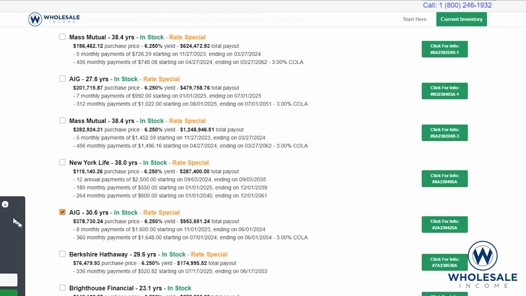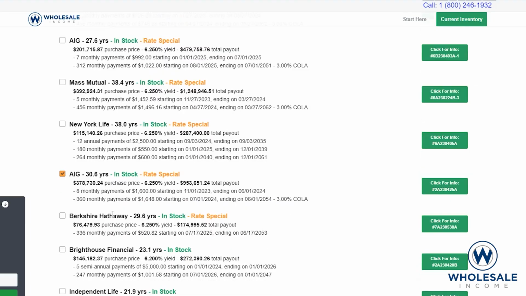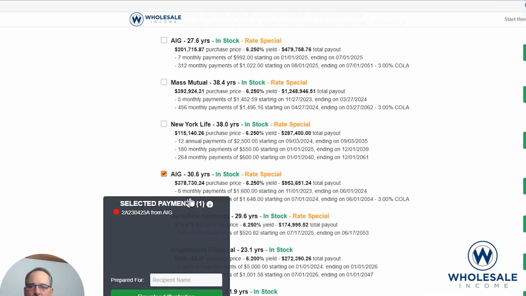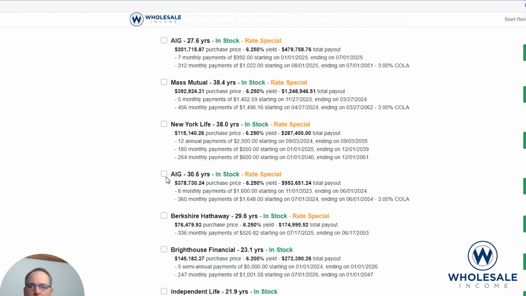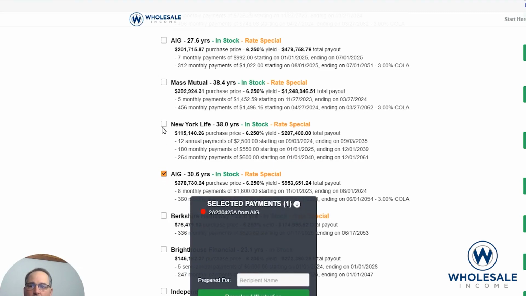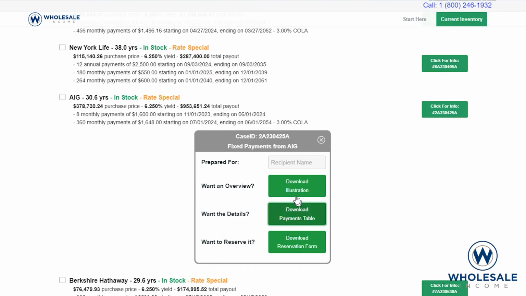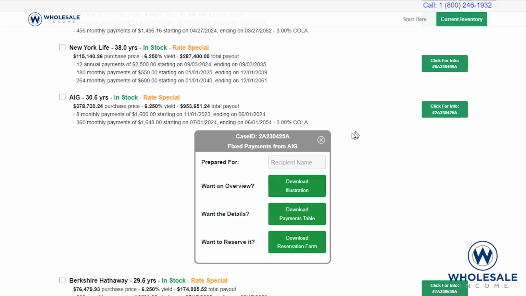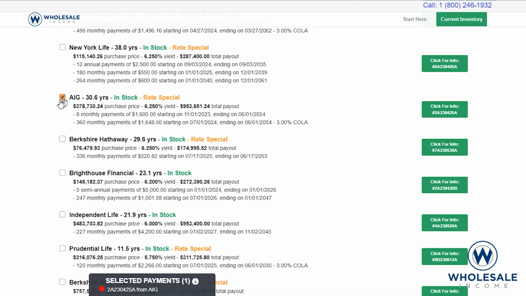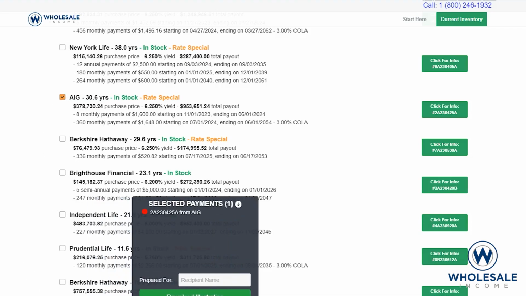When you see a case online, you can always select it and combine multiple cases if you wanted to on this little side tab. But you can also just open it and pull down illustrations, payments table, and a reservation form here. That's just a quick side note. There are other videos about how to operate and look through the inventory, but let's just look at this one in particular. So I'm just going to select it and put it on the clipboard.